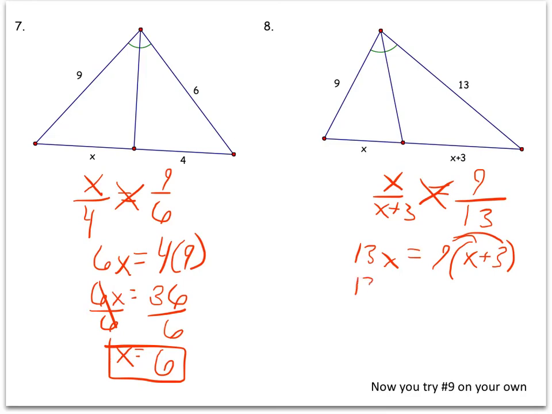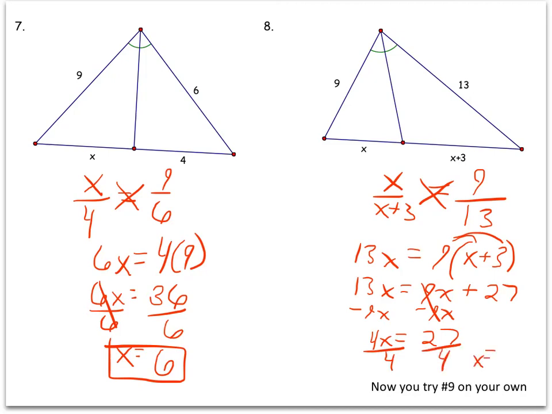So distributing the 9, I get 13x is equal to 9x plus 9 times 3 is 27. Subtract 9x from both sides. I get 4x is equal to 27. Finally, I divide both sides by 4, and x is equal to 6.75. Yes, decimals are okay. Go ahead and try number 9 on your own, and that is the end of the notes.